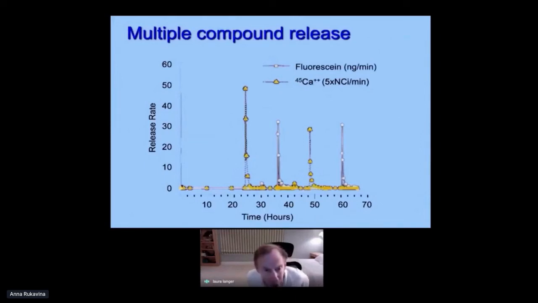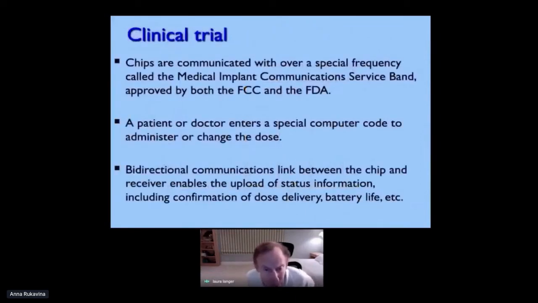And we've actually taken this to the point where we put it in human patients. The next slide shows a clinical trial that we did in Denmark. And you can put the chips in patients and you can communicate with them by what's called the Medical Implant Communication Service Band. And it's approved by, in the US, the FCC and the FDA.